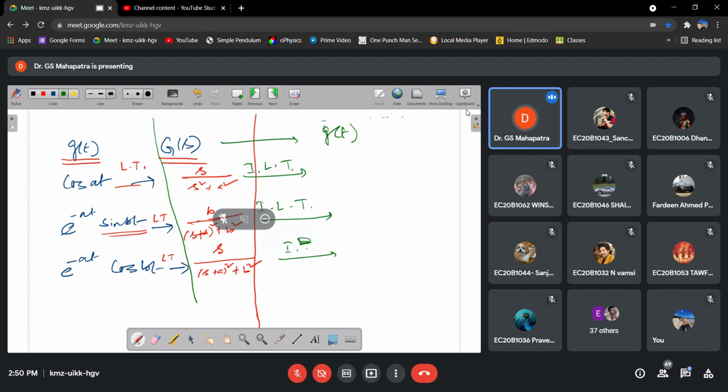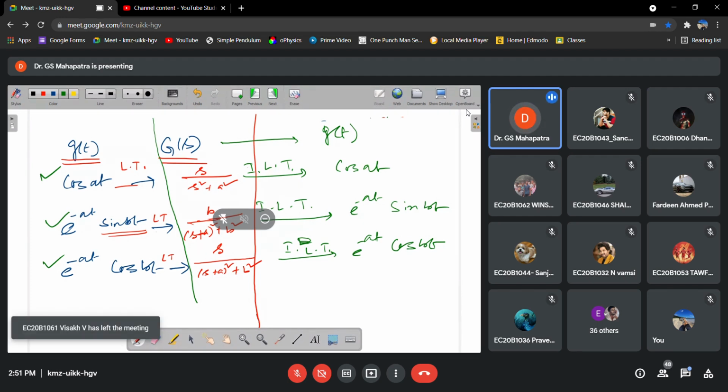Inverse Laplace transform. I think I need not write it. Correct. What is the answer? Cos of at, e to the power minus at sine of bt, e to the power minus at cos of bt. All this till now, okay, this one, and earlier ones I have already erased. You have to memorize this one. You should not find the integration of all this. These are the standard ones.